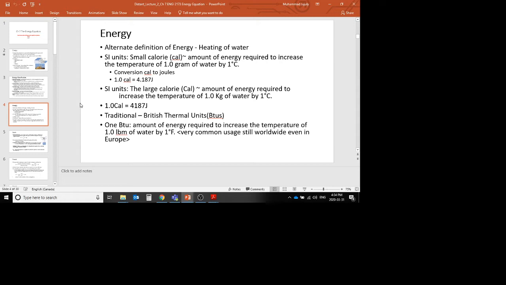We mainly calculate with joule, since joule is the SI unit, but sometimes we also use the British unit, which is called the BTU, or other units like the calorie. The conversion is 1 calorie equal to 4.2, or actually 4.187 joule. Okay, so this is the conversion rate.